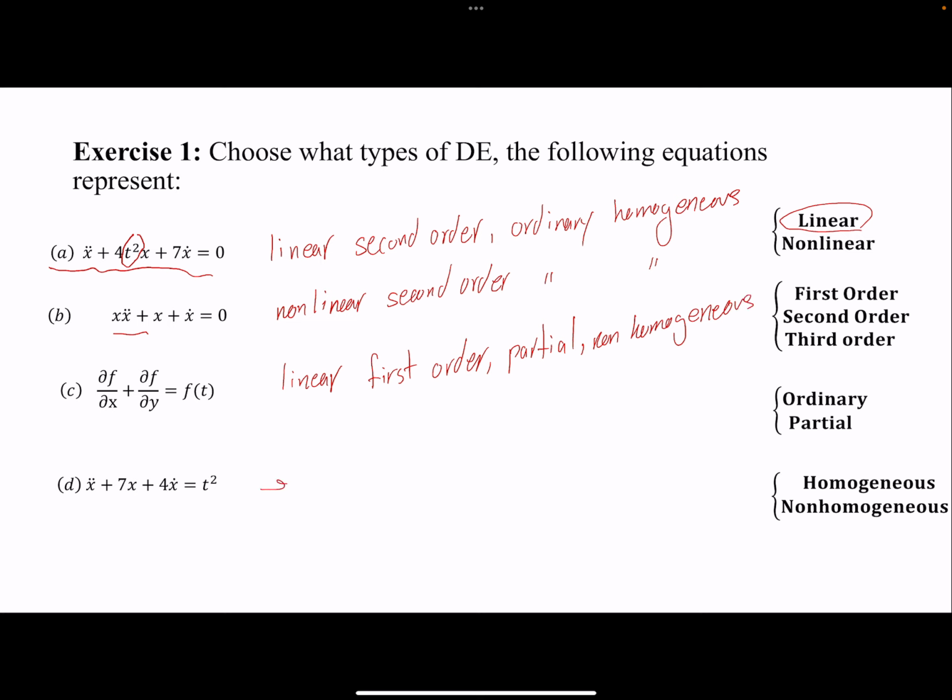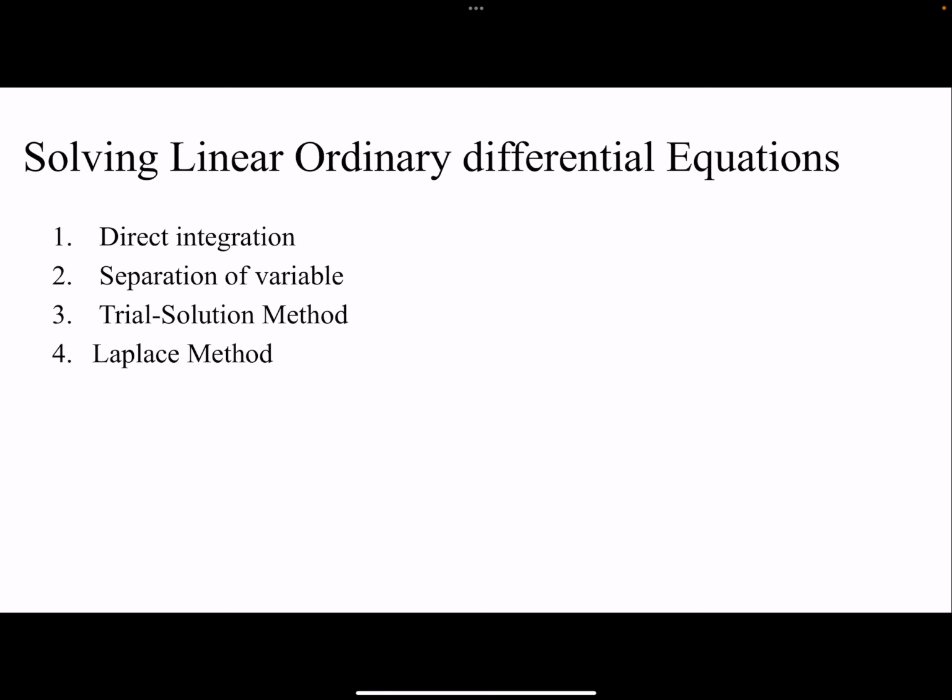And the last one, our equation is linear. I don't have any nonlinear component. Again, this t squared is not going to make our system nonlinear because that's an independent variable. I care about x dot, x double dot. These are the components that cannot be nonlinear. And then that's the second order. It's ordinary. And it's non-homogeneous because of this t squared. So ordinary and non-homogeneous.